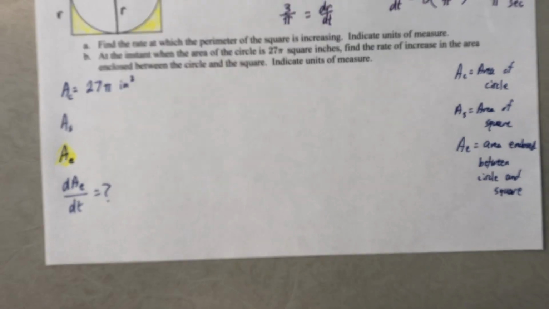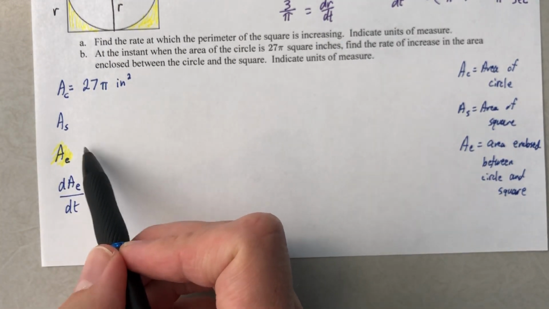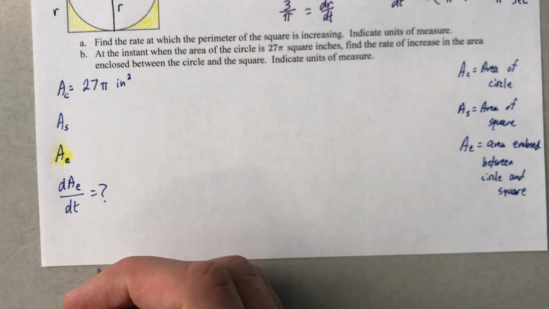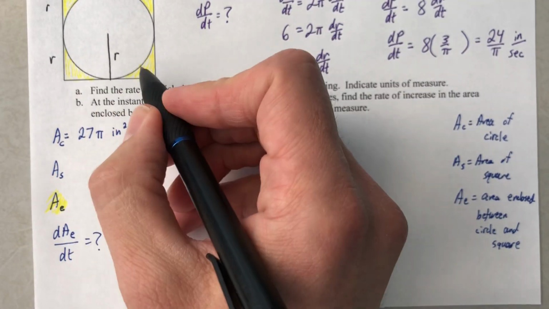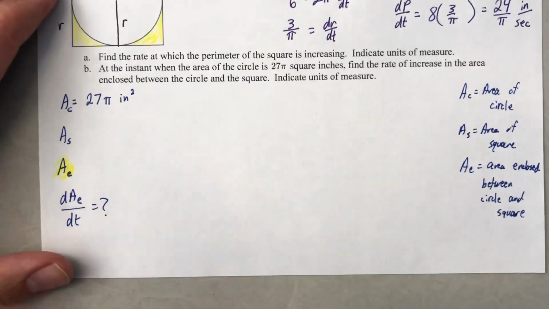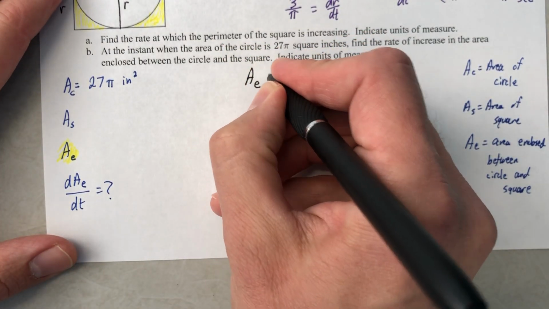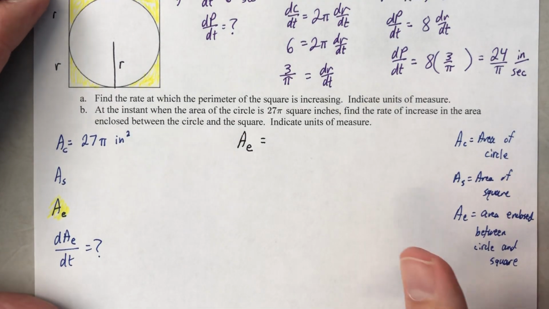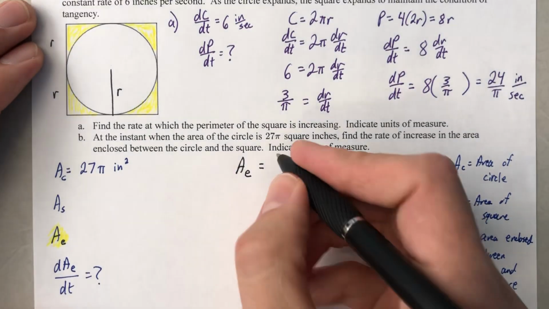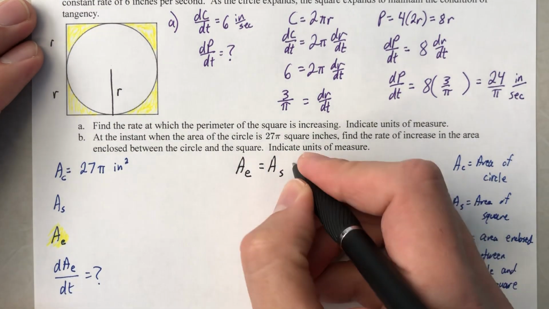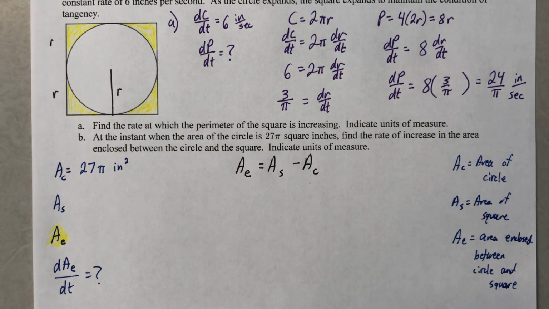Before I really go any further and list this and find that, and I may not even need these things, I need a formula that tells me this area. Let's find it. Let's switch colors. The area enclosed between the two figures is going to be the area of the square minus the area of the circle. So that's a formula, but it doesn't tell me much. Let's go a little bit further.